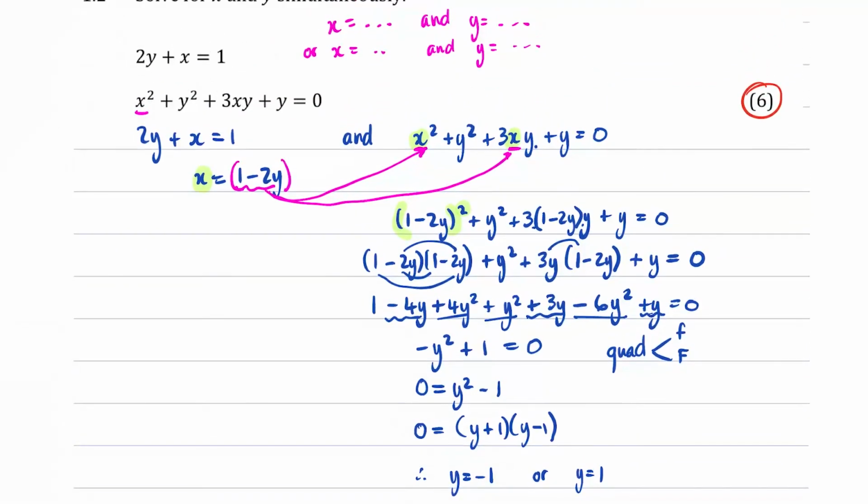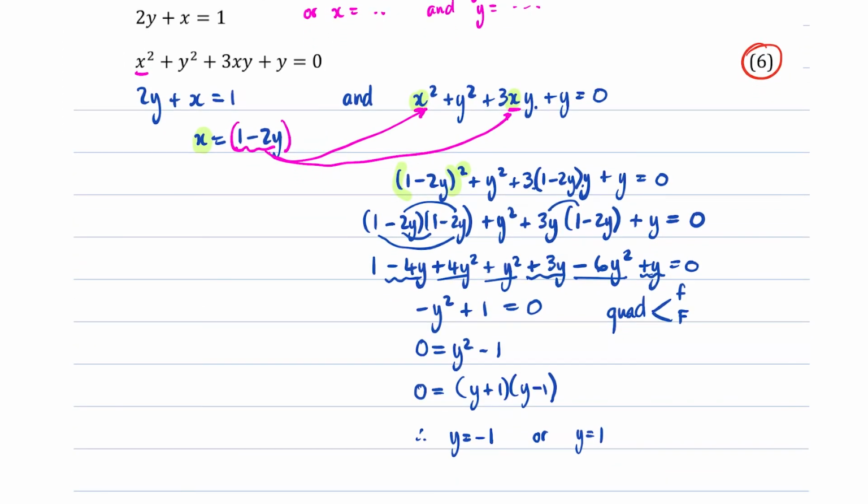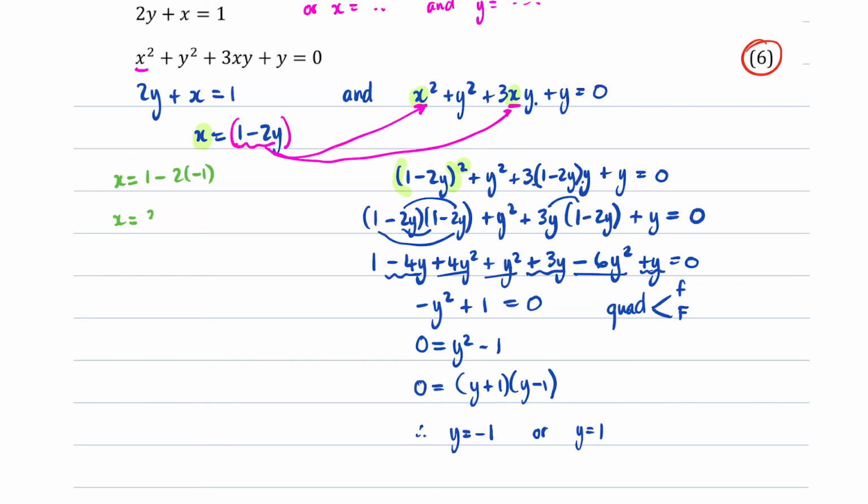Now, we're not done. We've solved for y, but we still need to solve for x. So I'm going to take these values back into my expression for x. If y is negative 1, I'm going to have 1 minus 2 times negative 1, 2 times y. In this case, I'm going to have 1 plus 2, 3. So if y is equal to negative 1, then the x value is equal to 3. What happens if my y value is positive 1? X will equal 1 minus 2 times positive 1. If y is equal to positive 1, then x is equal to negative 1.